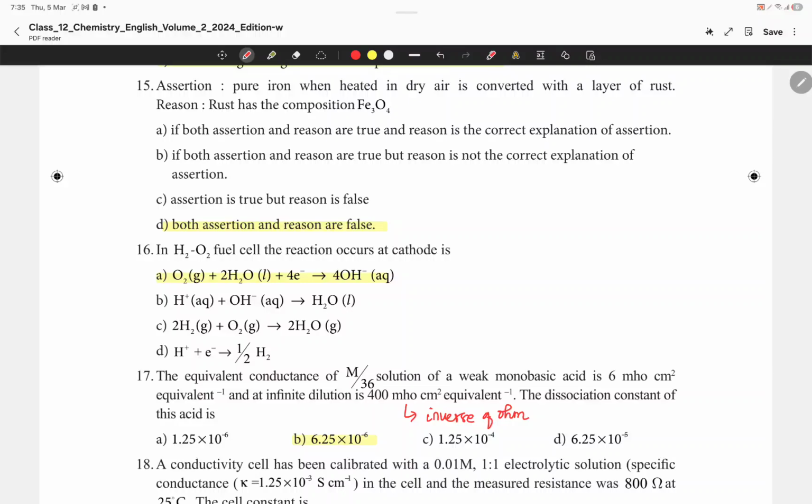Assertion: pure iron, when heated in dry air, is covered with a layer of rust. Reason: rust has the composition Fe3O4. Both assertion and reason are false. In the H2-O2 fuel cell, the reaction occurring at the cathode is O2 + 2H2O + 4e- gives 4OH-.